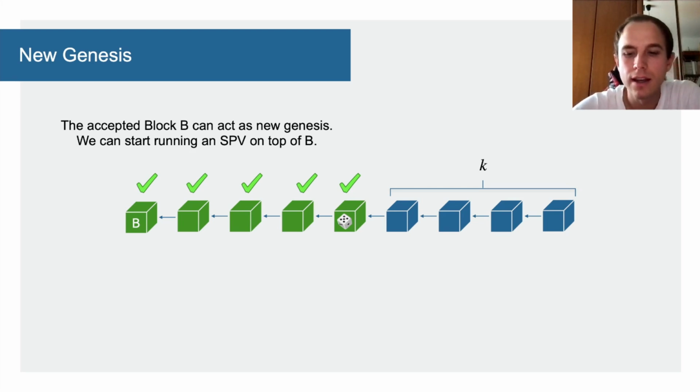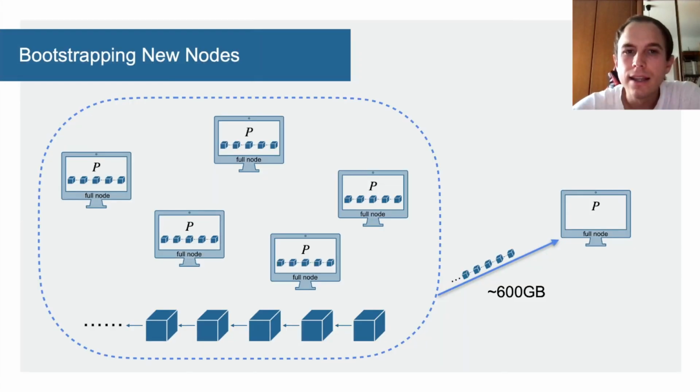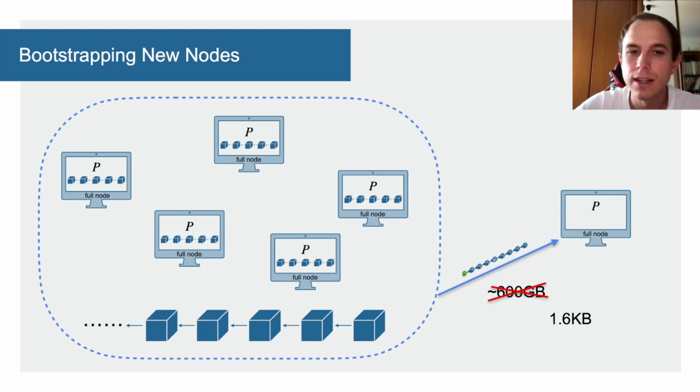So now with this construction explained, let's circle back to some applications. Let's say that we are again connecting to these full nodes and we want to run a full node. Instead of downloading the whole 600 gigabytes, we could now download a 1.6 kilobyte proof, and we could catch up to the network. Then we could start mining from there or running an SPV from there, and we significantly save on the communication cost of this bootstrapping.